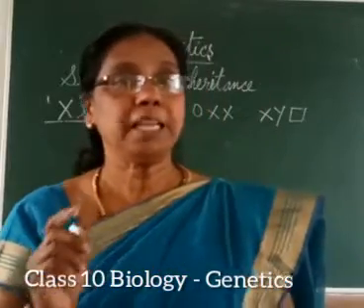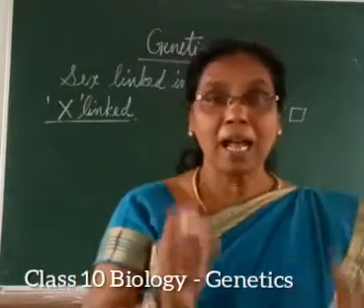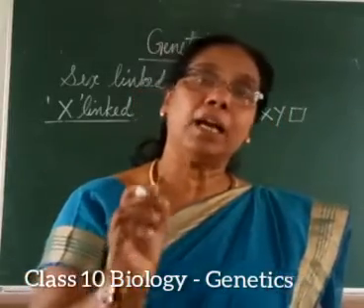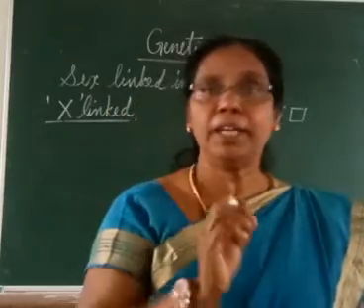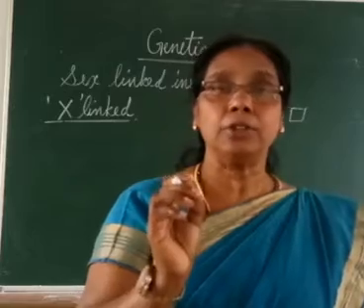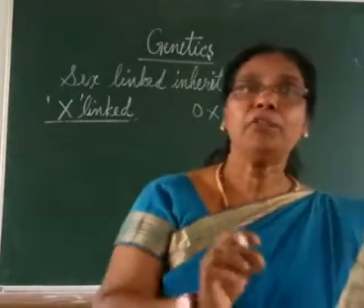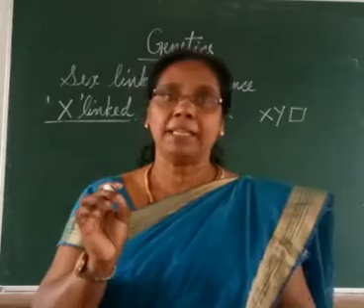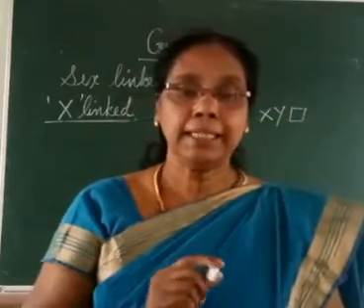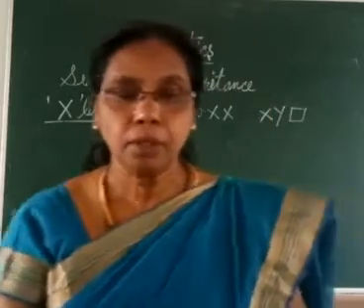So first we can study a hereditary disease, that is color blindness. Yesterday I told you what is meant by color blindness. Those people who have color blindness are not able to identify colors, that is, between red and green. They cannot identify them clearly. That is what is called color blindness. Suppose any one of the parents has color blindness, it will definitely pass to the children. So let us see how it is passing.